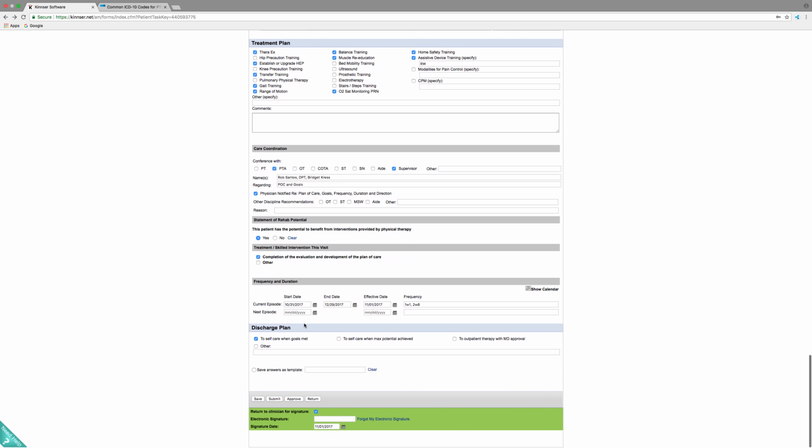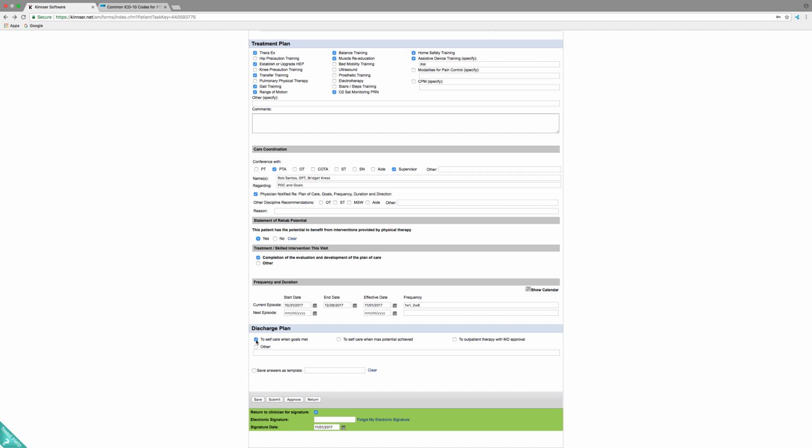Underneath discharge plan, it's very important that even at the time of evaluation we document what the discharge plan is. Once again, very simple here: to self-care, or let's say you've got a total knee or total hip and from the referral from the home health agency the patient's going to outpatient upon completing 3 weeks 4 in home health, then you can click this box too. Or you can click any of these that apply. But it's required that we do some sort of discharge planning in the very beginning.